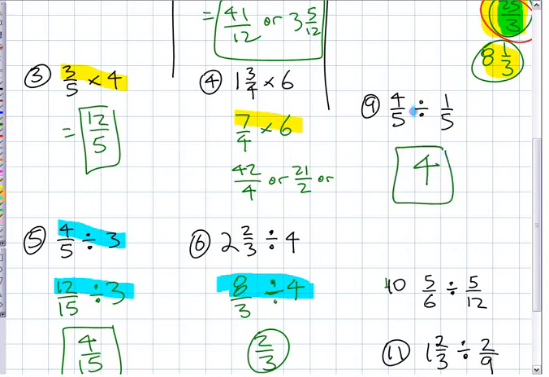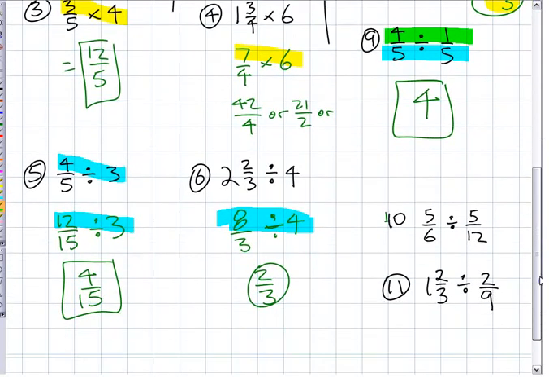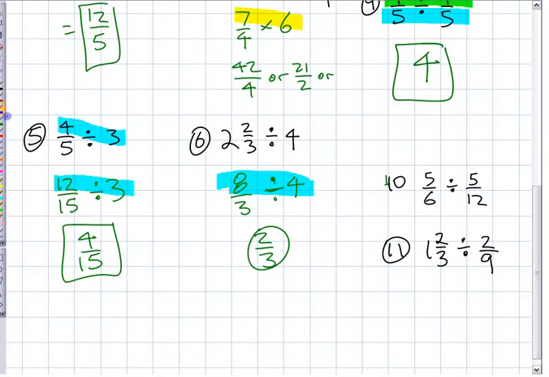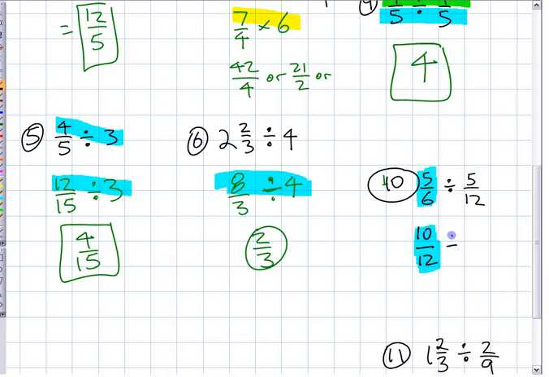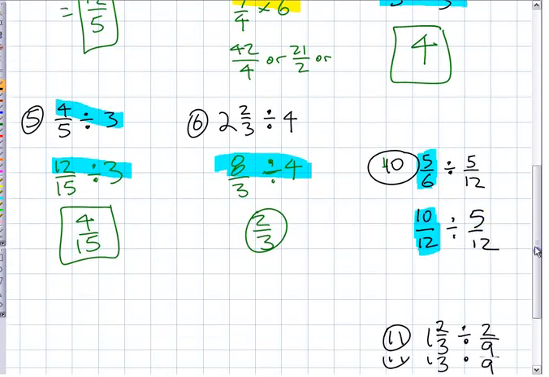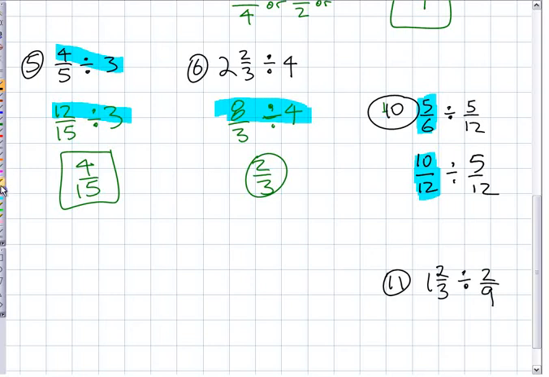If the bottom numbers are the same, you can just divide the top numbers. If the bottom numbers are not the same, you can do one of two things here. You can change the question so that the bottom numbers are the same. Like for this one here, what could you change the 5/6 into? 5/6 we could change into something twelfths, right? 10/12 divided by 5/12. If you have 10/12 divided by 5/12, then you can just divide the two numbers.